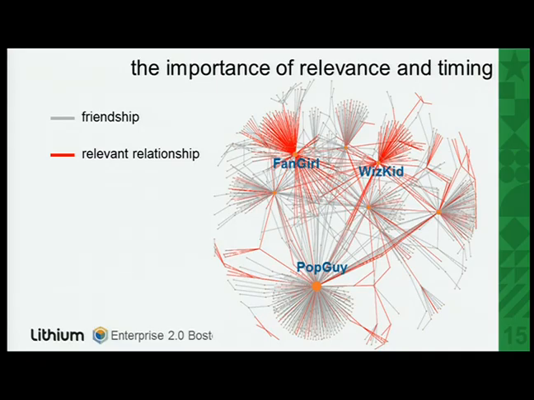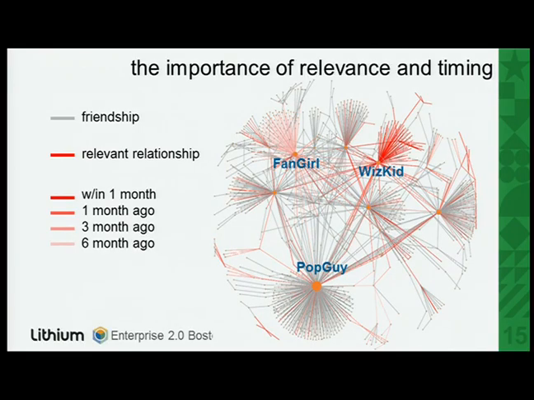So now, who do you think the influencer is? Probably this Fangirl and WizKid. But I also did not show you all the data here. For every one of the conversations we track, we also have the timestamp. We can actually color the conversation with a lighter shade of red when it's further back in time. And if I do that, look what happened. Fangirl was an influencer. She was, 6 months ago, but not anymore.